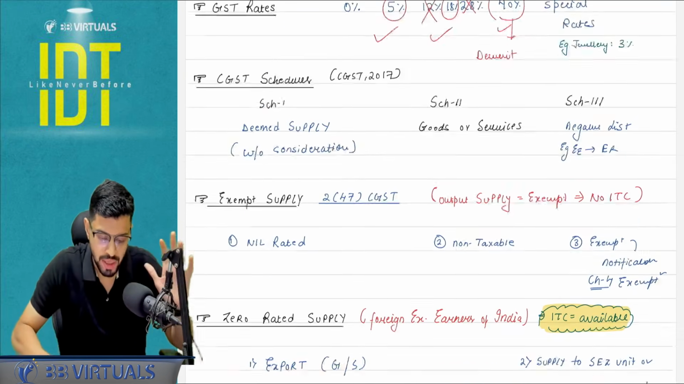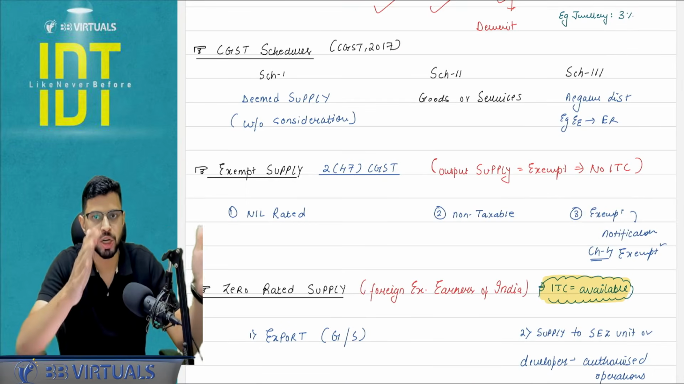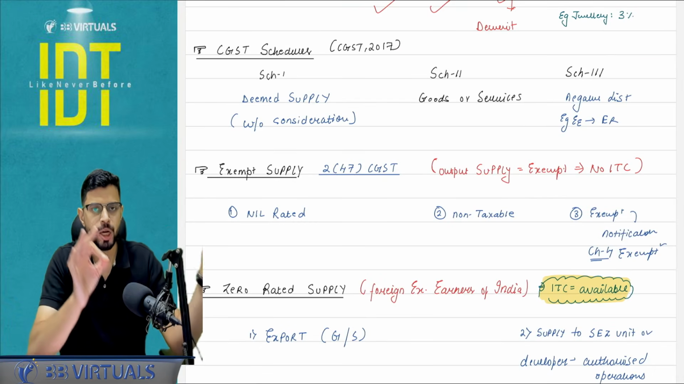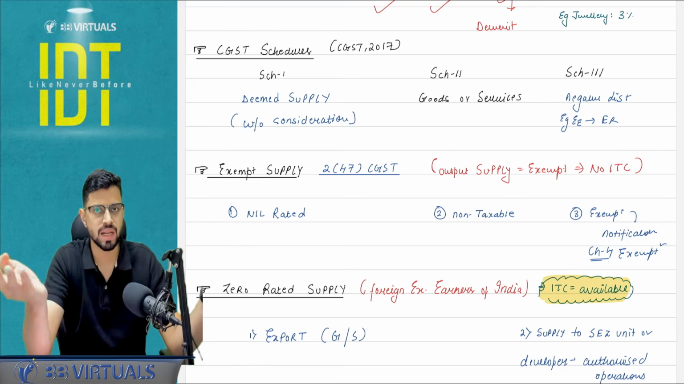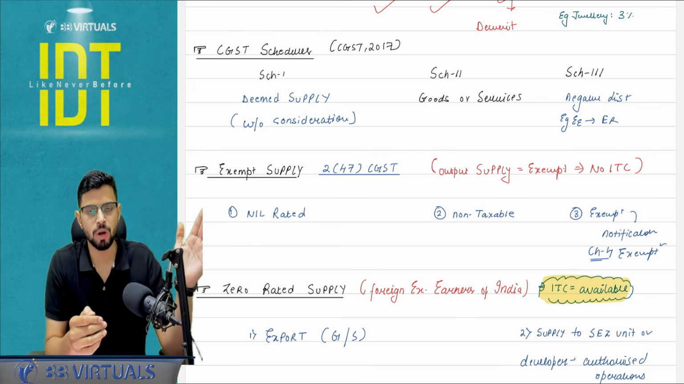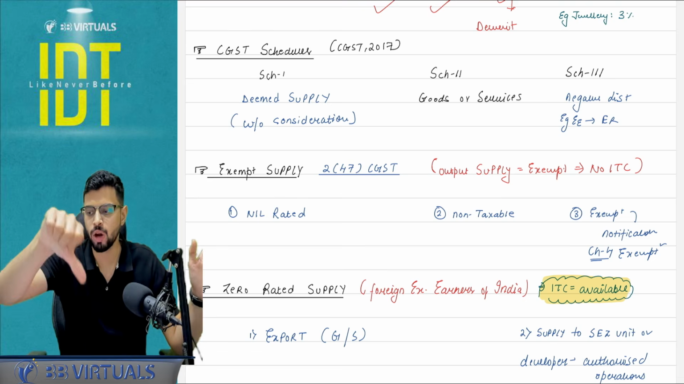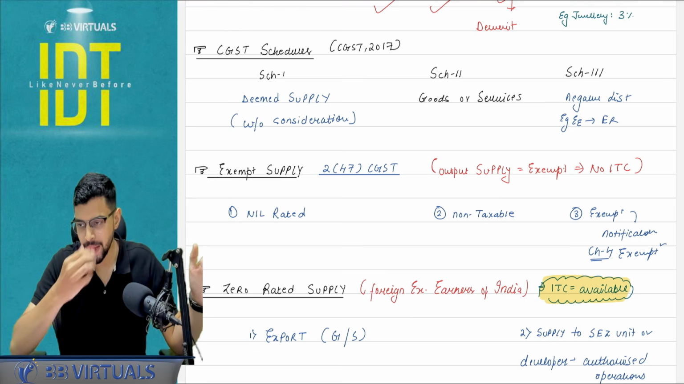GST rates we saw, schedules we saw, schedule number 1, schedule number 2, schedule number 3. Schedule number 1 is basically the deemed supply, schedule number 2 talks about whether it is goods or services, and schedule number 3 we talked about was the negative list. That's something which may qualify all the parameters of supply, but it will still not be a supply. Okay.